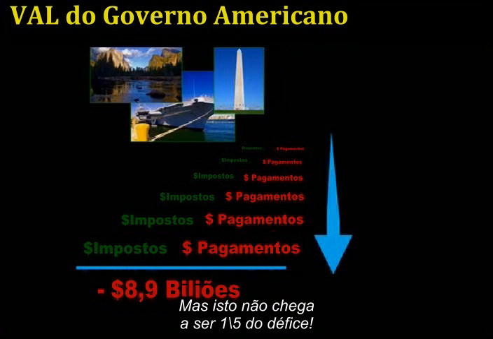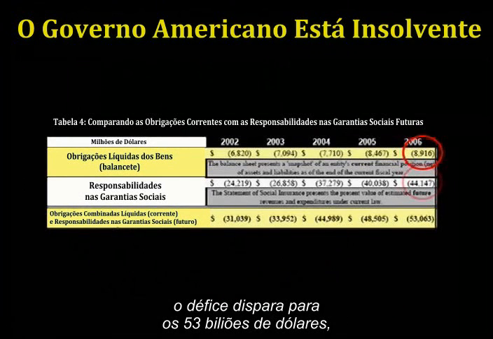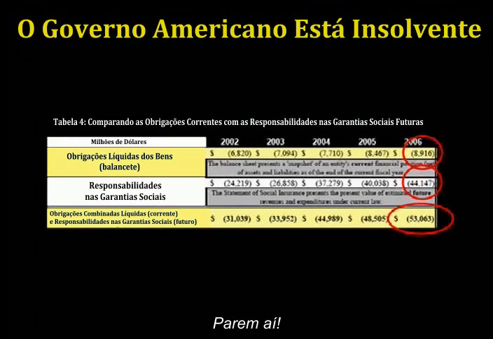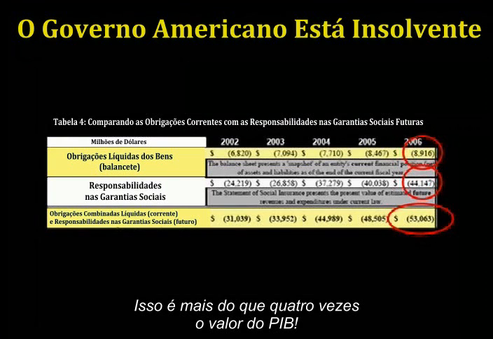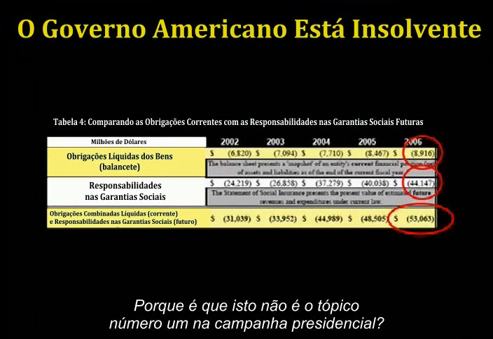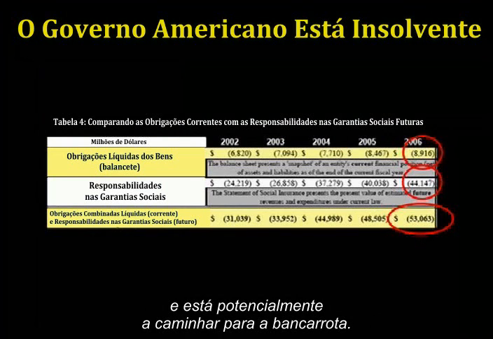But that's not even the 1/5 of it. Once we add in Social Security and Medicare, the shortfall suddenly balloons to $53 trillion by the Treasury Department's own calculations. Whoa, stop right there. That's more than 4 times GDP. This means that the U.S. government is insolvent. Why is this not topic number 1 on the presidential campaign trail? A country this far in hock has some real future issues and is potentially on its way to bankruptcy.